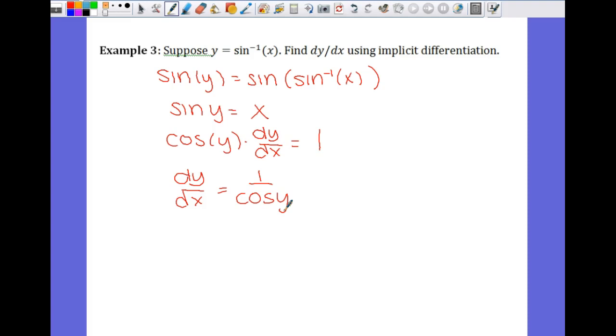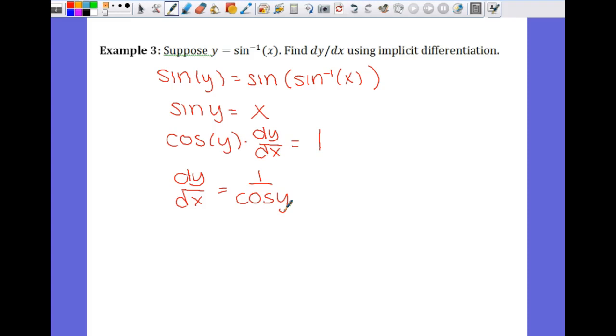So dy dx equals 1 over cosine y. So we just move that cosine over. So you have cosine y. Why isn't it cosine dy dx? Because the dy dx stayed here. I divided both sides by cosine.